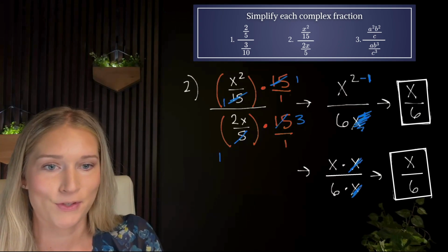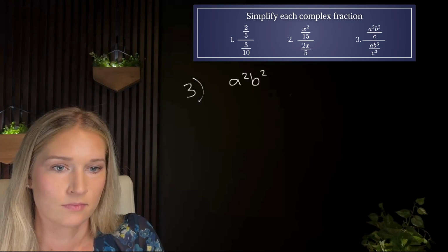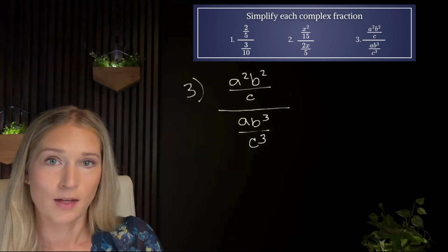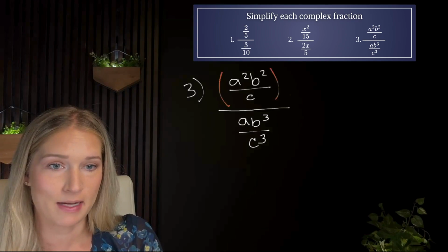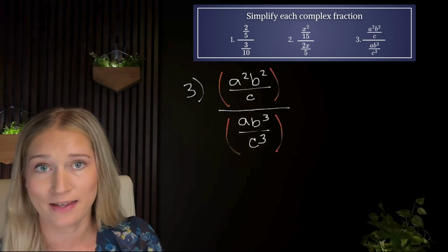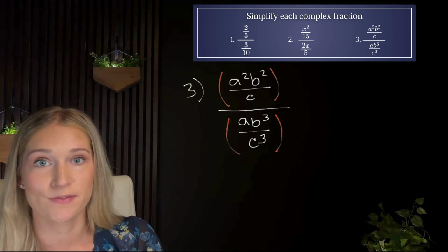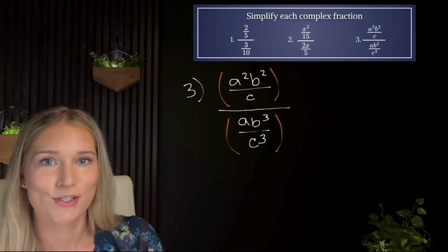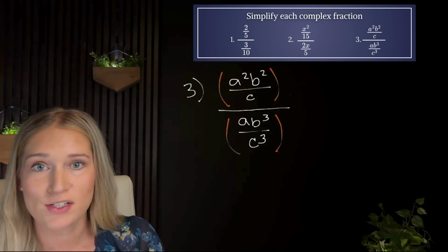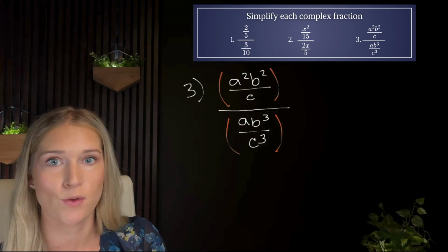All right, number 3. I'll take my entire numerator and my entire denominator and multiply by the LCD. The LCD would be, in this case, my largest power of c, because both of those fractions have denominators of c, so I just need to make sure I have enough to reduce all the c's.